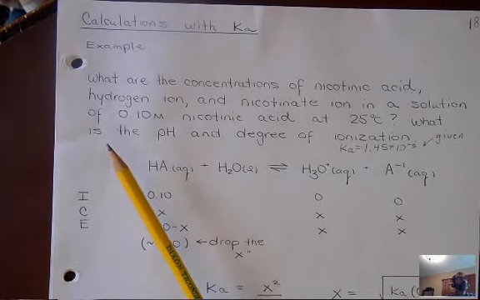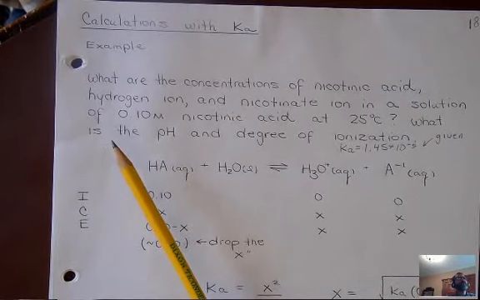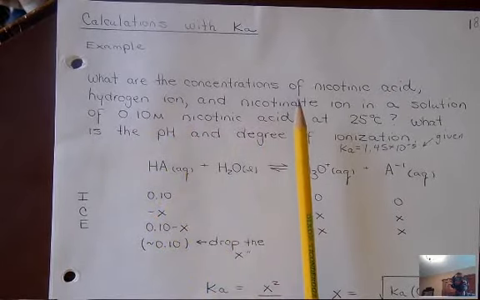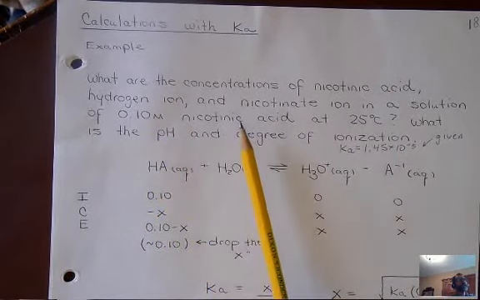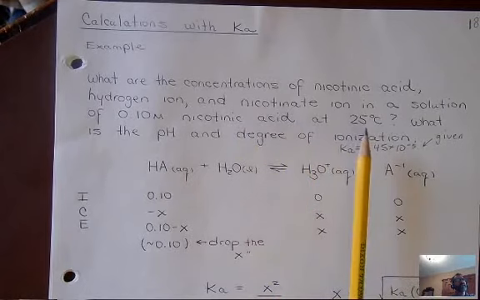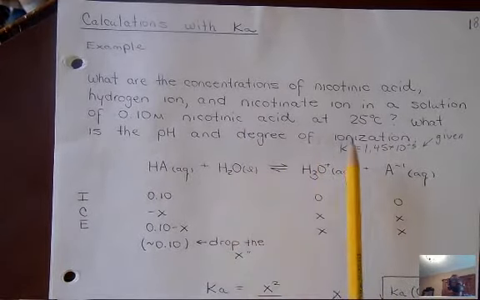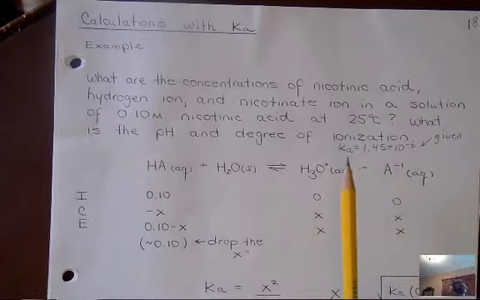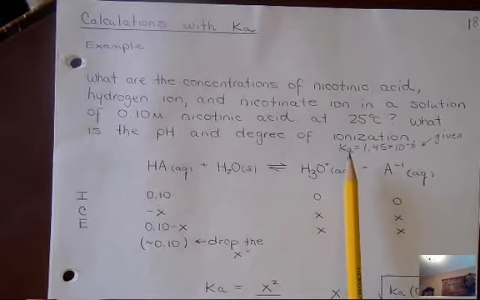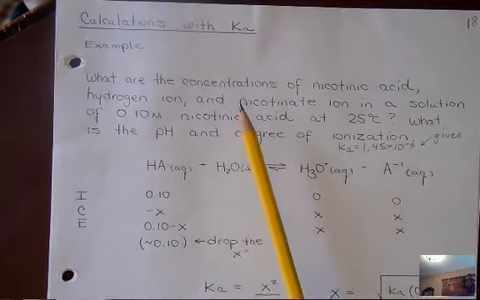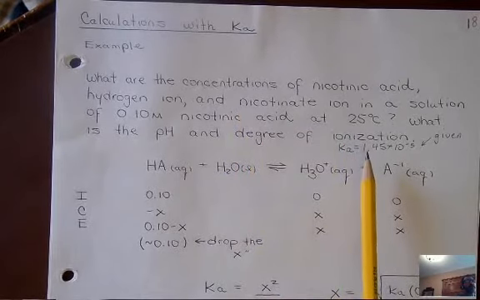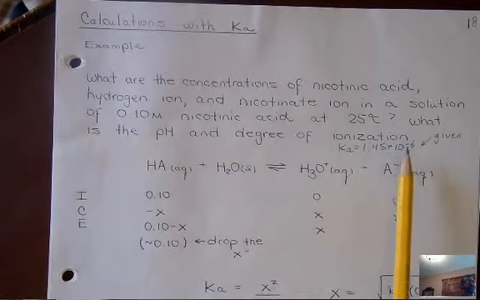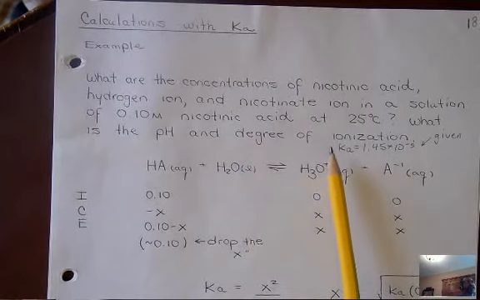I'm sorry. What are the concentrations of nicotinic acid, hydrogen ion, and nicotinate ion in a solution of 0.1 molar nicotinic acid at 25 degrees? What is the pH and the degree of ionization? Okay, so in this case, Ka for nicotinic acid is known. So it's given to you in the question, and I wrote it right here. The Ka is 1.5 times 10 to the minus fifth. We actually calculated that in the last question.